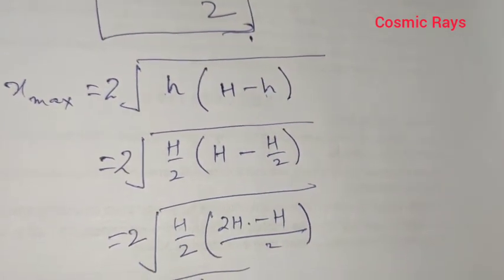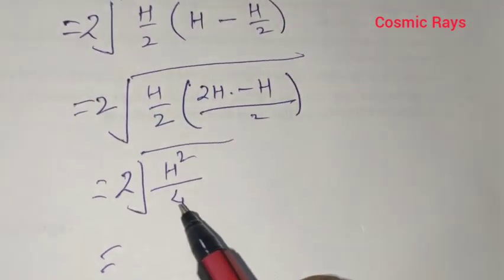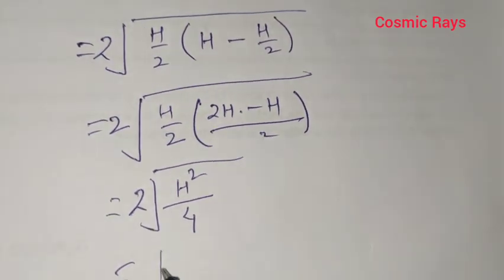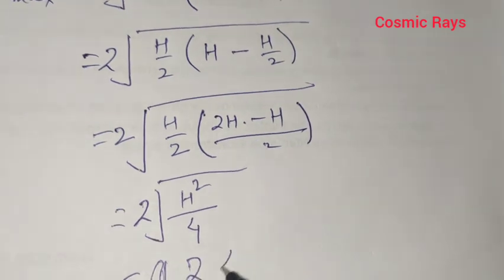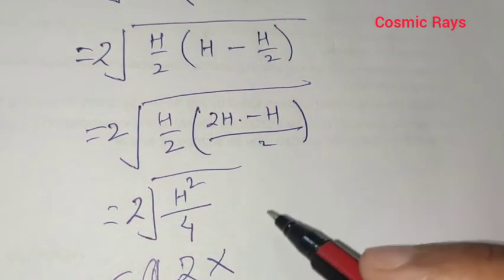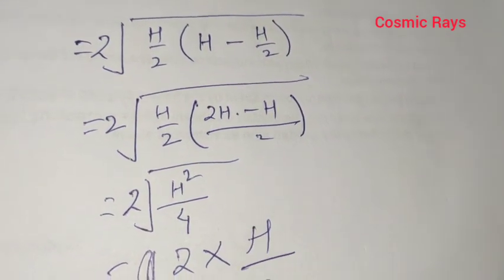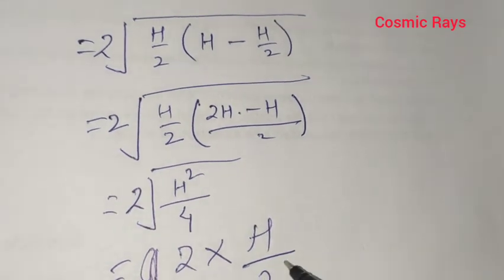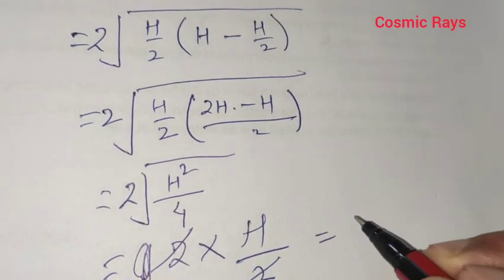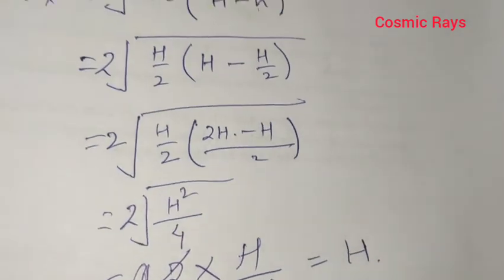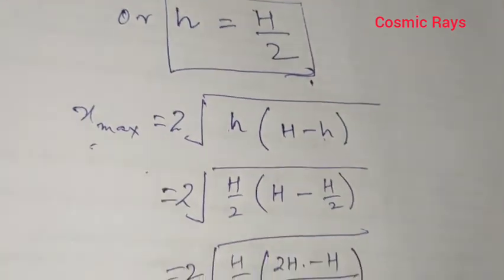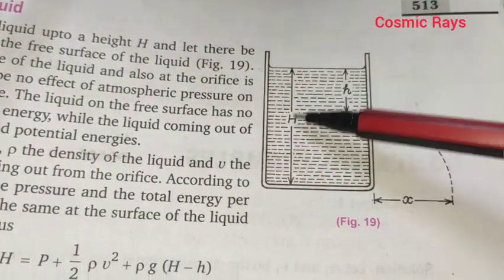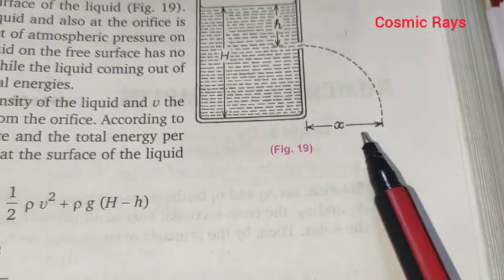Now this 4, when it comes out of the square root, it becomes 2, and H square and the root cancel out, so we have H, and 4 becomes 2, so 2 and 2 cancel out. So what is the maximum distance that it is going to cover? X maximum is the height H. This height is the maximum distance it is going to cover.